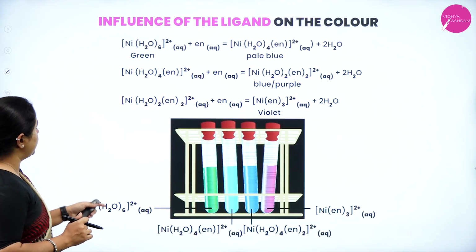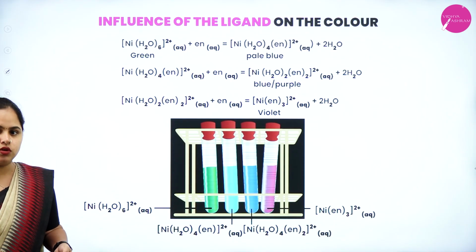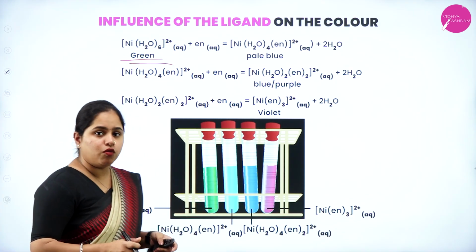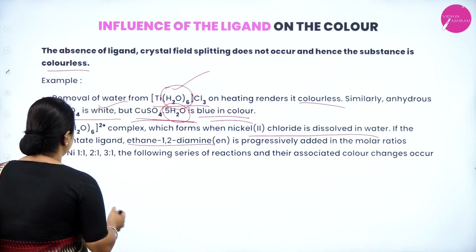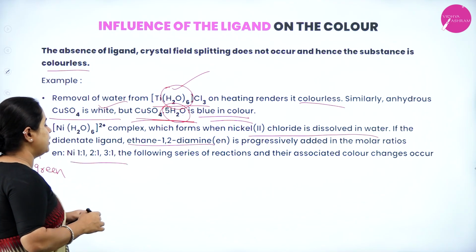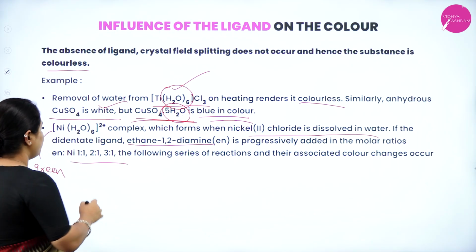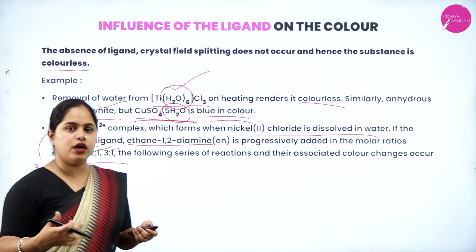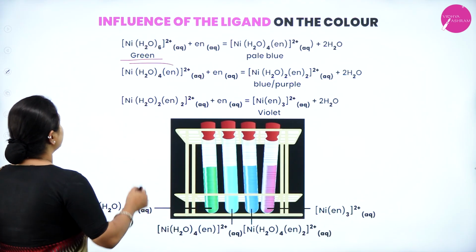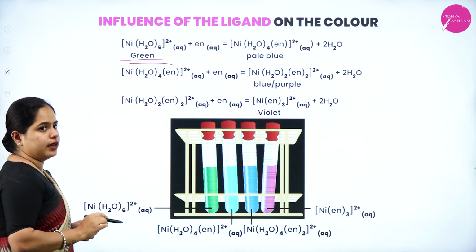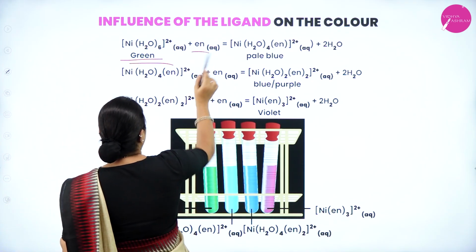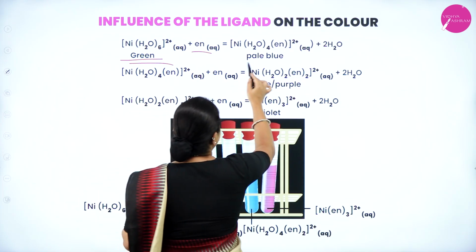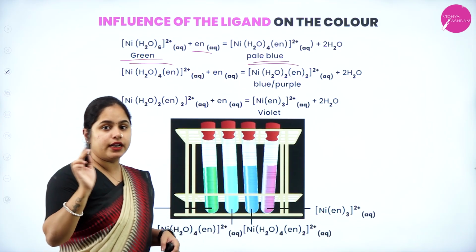Okay, so initially the color of [Ni(H2O)6]2+ is green. Now we are going to add ethane-1,2-diamine in the ratio 1:1, 2:1 and 3:1. Here the coordination compound remains the same, but we are adding some extra ligands. Initially the color would be green, right, to which we are adding ethane-1,2-diamine. Now a new coordination compound is formed which has a pale blue color.